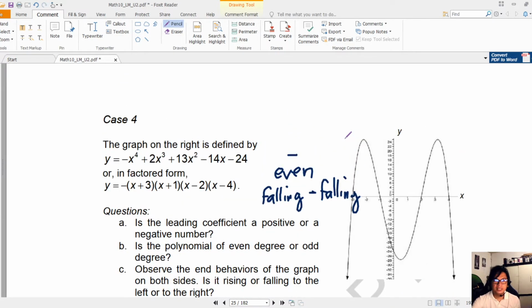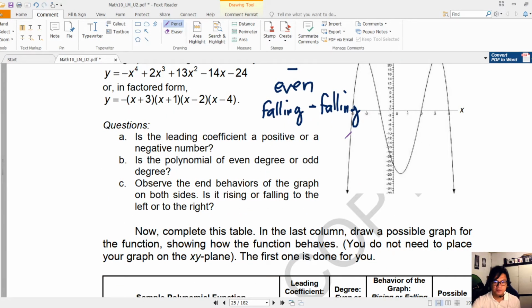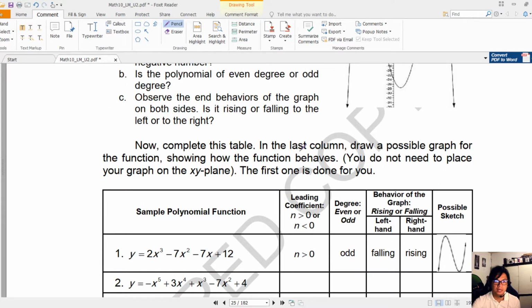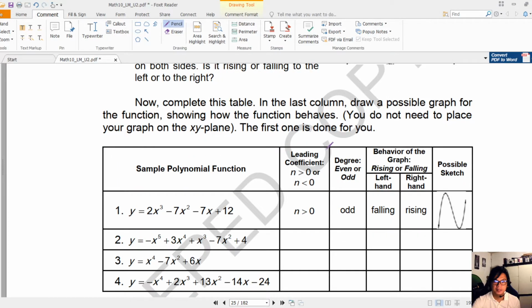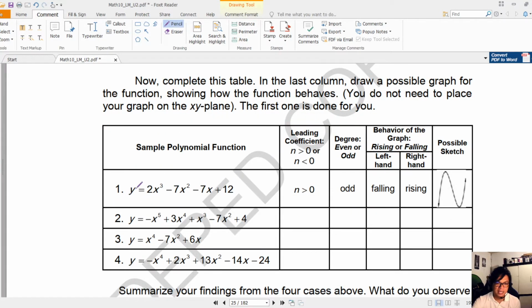So, since nasagutan natin yung 4 cases, different answers, so we're going to fill in. Now, complete this table in the last column. Draw a possible graph for the function showing how the function behaves. Okay, you do not need to place your graph on the xy plane. The first one is done for you.